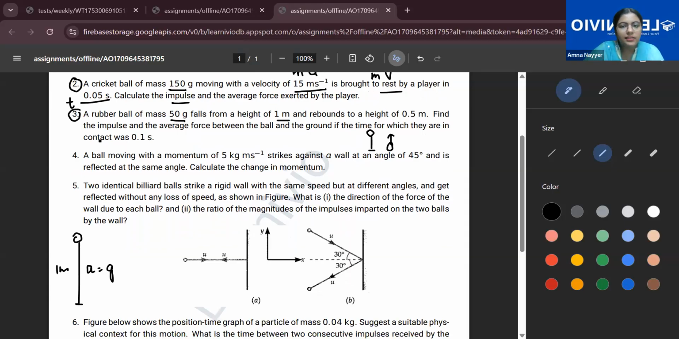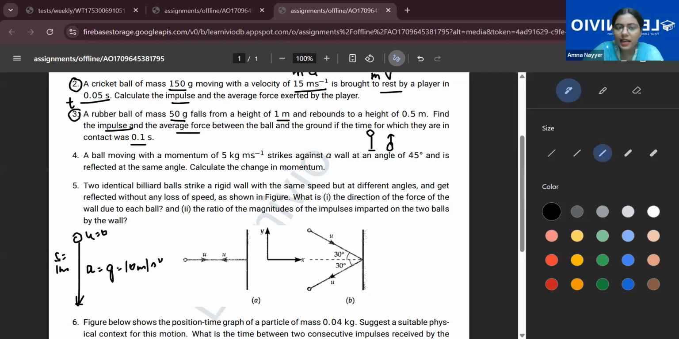Initial velocity, did it give us? A rubber ball of mass falls from a height. No, it means initial velocity here is 0. And we have to find the impulse. Time should be given for average force: 0.1 seconds. See, now for this part, we know the distance is given. Acceleration is acceleration due to gravity. Let's take 10 here. Though it's not stated here, you have to take it as 9.8 meter per second square only because it's not stated. But right now I'll be taking this as 10 meter per second square.